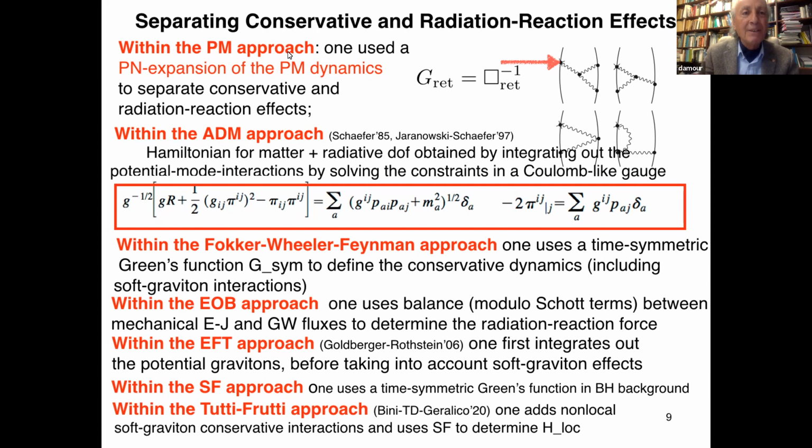So within the post-Minkowskian approach, I will start by reminding you that actually one does not need, in principle, to separate the dynamics into conservative and radiation reaction. If you compute the equations of motion, as sketched here, if you have the theory of two classical massive world lines interacting by gravity, you can write successive approximations to the equations of motion, let's say, of the first world line, computed from the effect of both the first and the second world line.